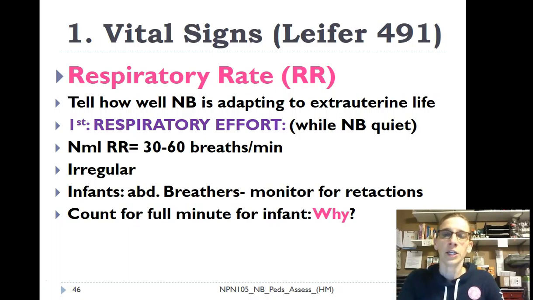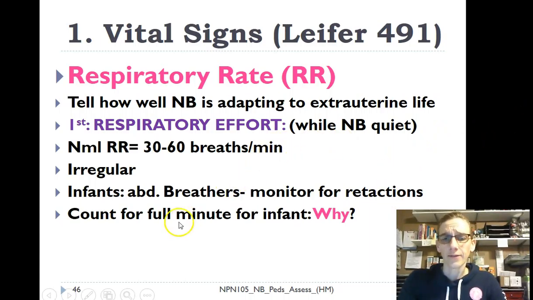Your normal newborn respiratory rate is between 30 and 60 breaths per minute. It's very irregular. They have a lot of pauses in their breathing, and that's very normal. Infants are abdominal breathers, so their bellies are moving quite a bit. You want to monitor for any substernal retractions, which you'll see very clearly if they're retracting.